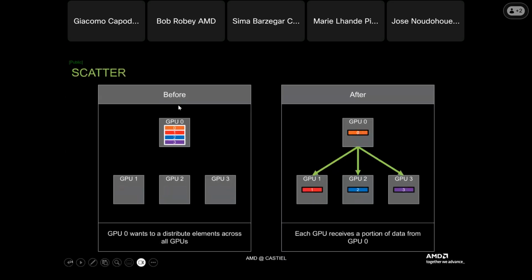Another example is the scatter. GPU 0 wants to distribute elements across all GPUs. We have data 0 to 3 and 3 GPUs available. GPU 0 holds all this data, and after the scatter, we have 1, 2, and 3 available on all the other GPUs. The rest of the GPUs will receive this information.